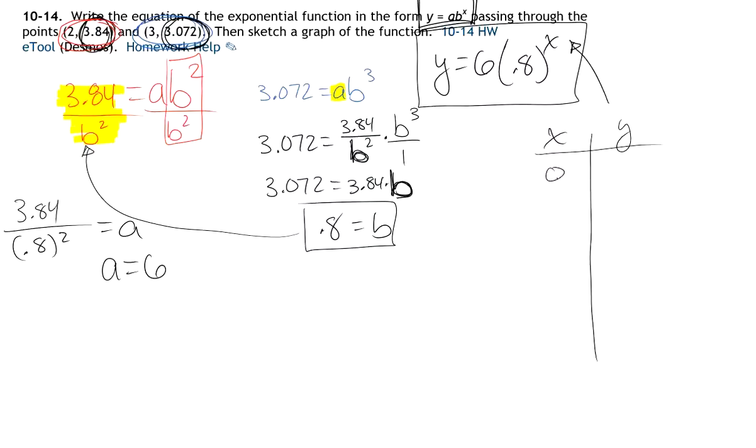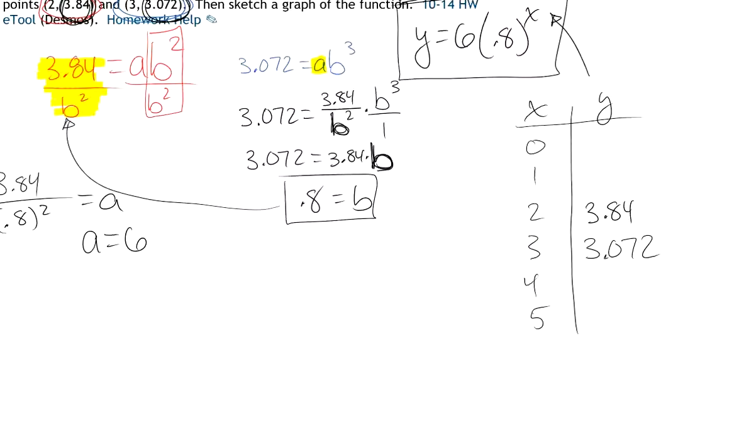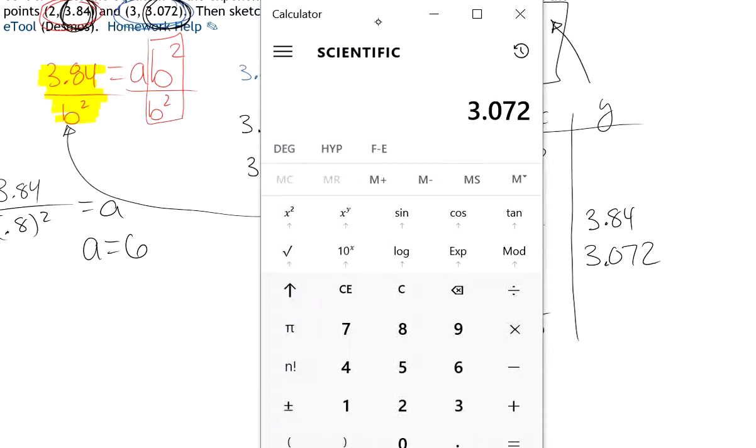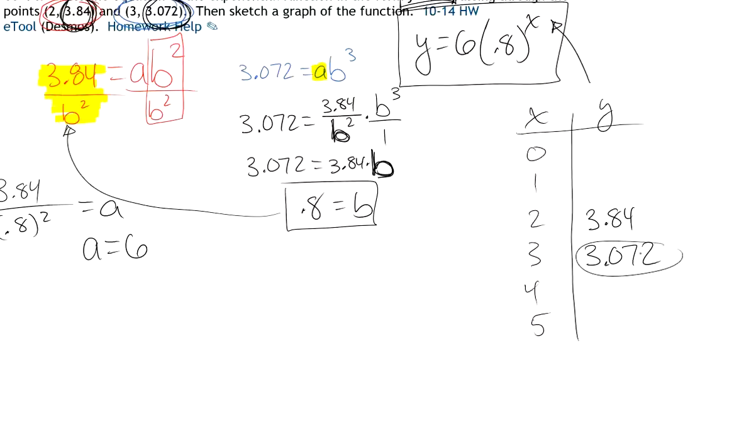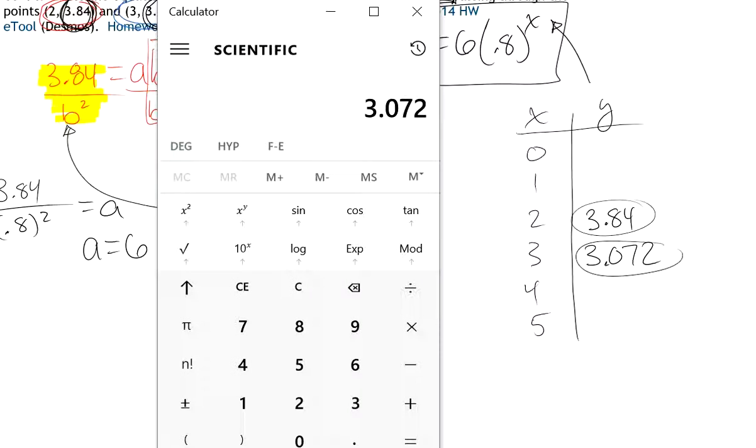But when x values are neighbors like they are here, you might consider making a table of values as another representation. You can look at 0, 1, 2, 3, 4, 5, etc. And then over here for my y values, I don't know what y is when x is 0, and I don't know what it is when it's 1. But when x is 2, I know that it has to be 3.84. When x is 3, I know that it has to be 3.072. Now, why that's nice is just looking at that, I know I can figure out my multiplier.